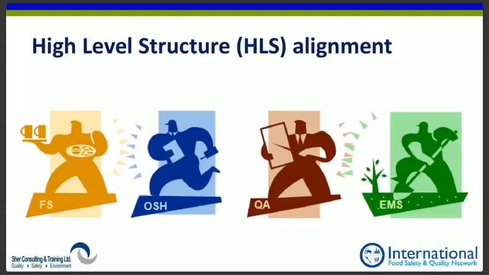The high-level structure alignment means that they have the same clauses that are parallel to each other, often redundant with each other. And when each standard deals with its own issues that are specific to its agenda, then there'll be a divergence from each other. But everything that is generic in standards, like document control, policy setting goals, interpretation of results, corrective actions, and so forth, are all identical in all four standards. That's the major change.